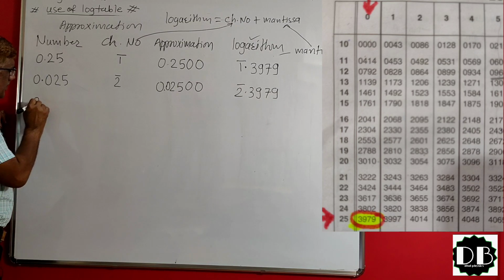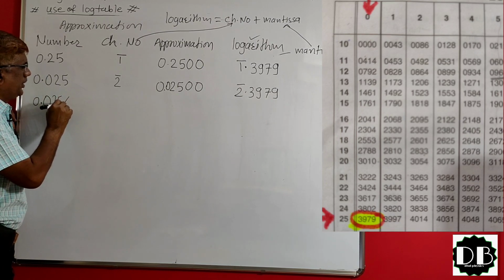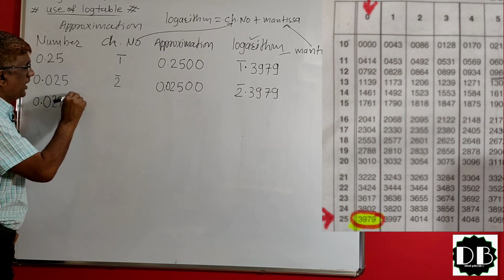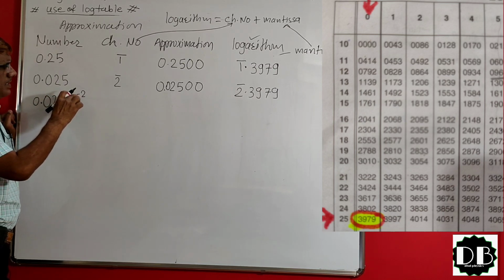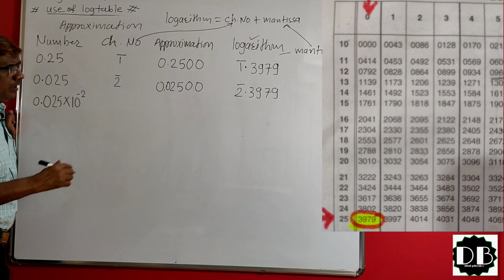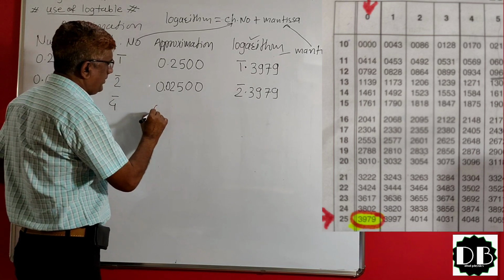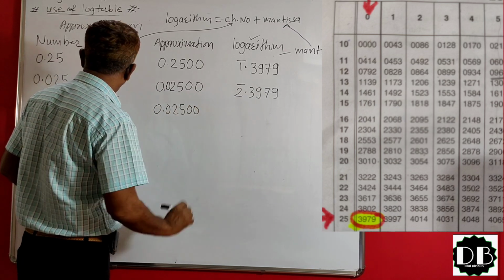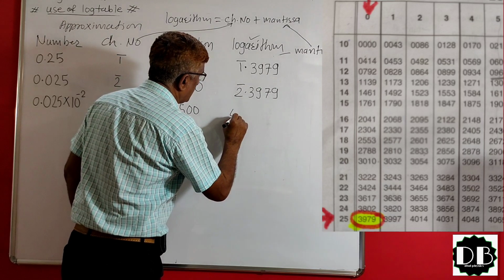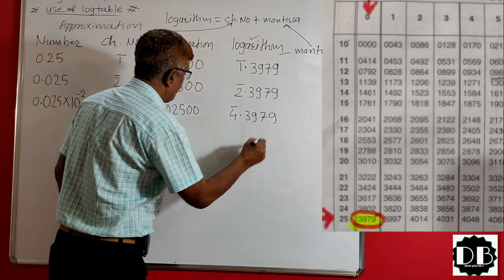Suppose that we have the number 0.025 into 10 raised to minus 2. This is our number. Character number bar 2 plus power of 10 is bar 4. Approximation remains as it is, 0.025 0. Now your logarithm is bar 4 . 3979.